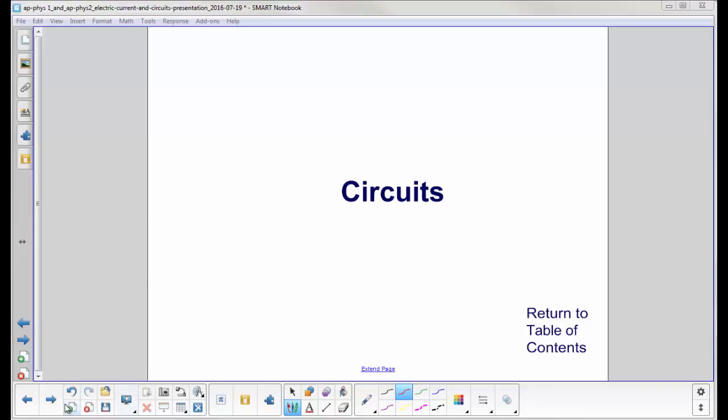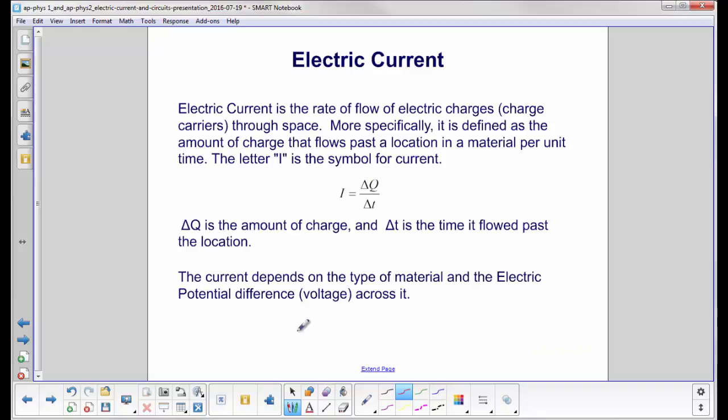Circuits. We'll start by defining electric current. Electric current is the rate of flow of electric charges, that is, charge carriers, through space. Specifically, it is defined as the amount of charge that flows past a specific location in a material per unit time. And here's our big equation.